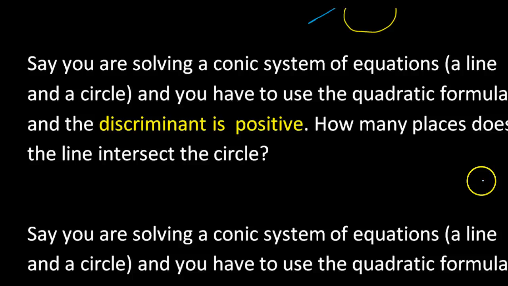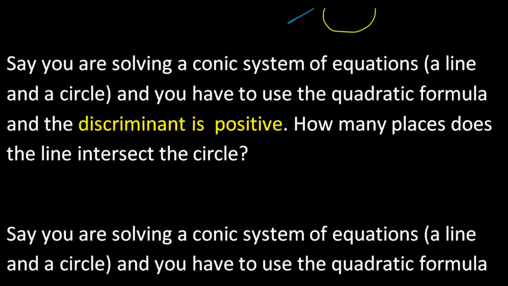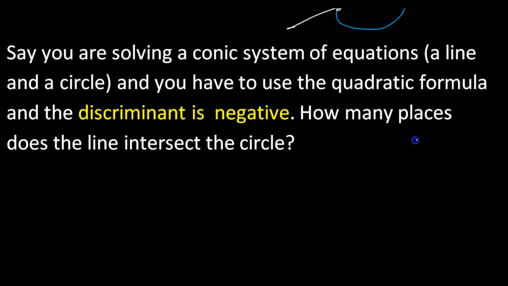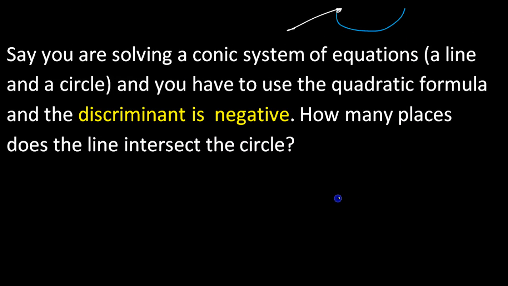So what do you think? If you're solving a conic system and you have to use the quadratic formula and you get a positive discriminant, how many places does the line intersect the circle now? That's your two. Your two solutions in this context means two intersections. So it must be your typical case where we have a circle with a line going through it. It could hit twice. But what happens if the discriminant is negative?